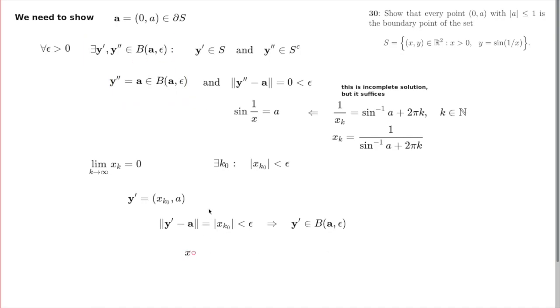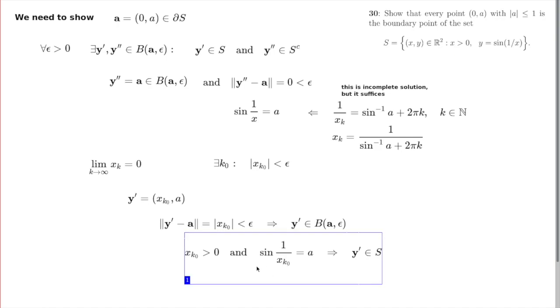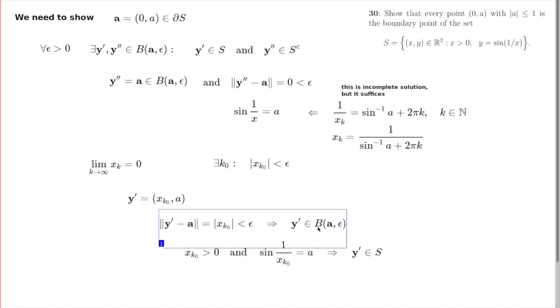On the other hand, the second observation I'll make is that the first component of y' is positive, which meets this condition, and by construction again, x_k0 is a number which solves this equation with a in place of y, and that's why y' is in the set S as well. And that finishes the argument.